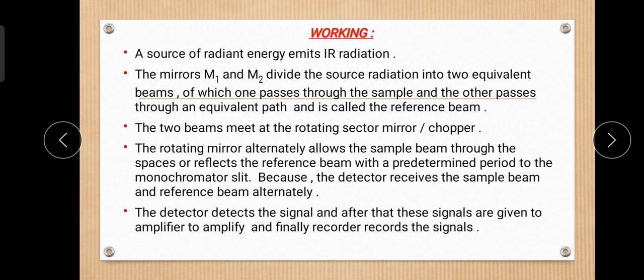Now how it works, that is the working of the IR spectrophotometer with the help of all those components. The source of radiant energy emits IR radiation. That means the first component is our source, that is an IR radiation source, which emits radiations having frequency and wavelength in the IR region. The mirrors M1 and M2 divide the source radiation into two equivalent beams, of which one passes through the sample and the other passes through an equivalent path and is called the reference beam.